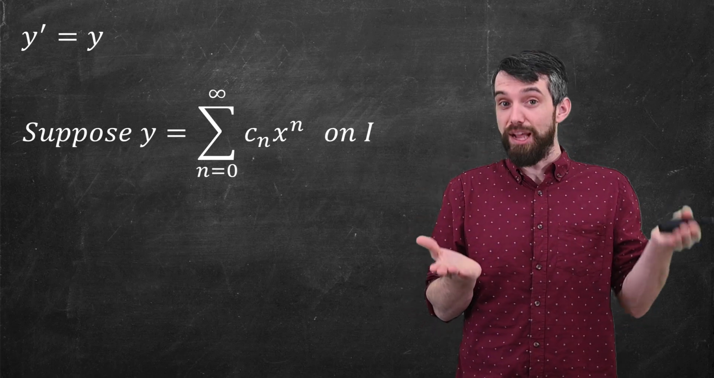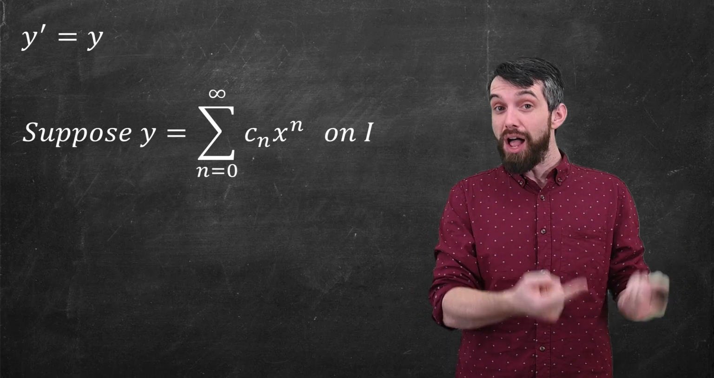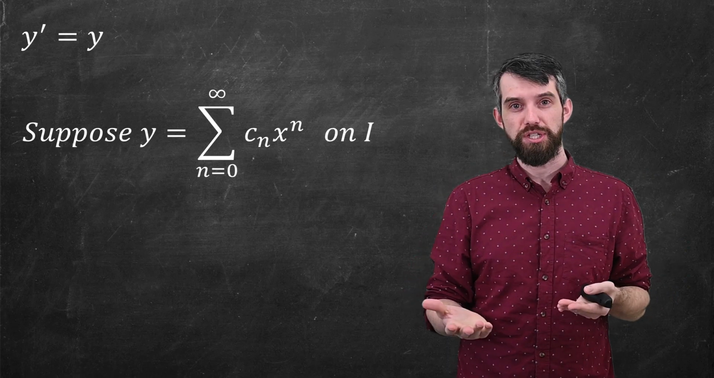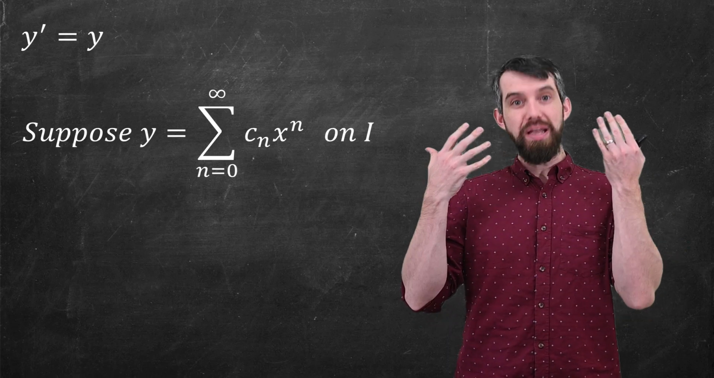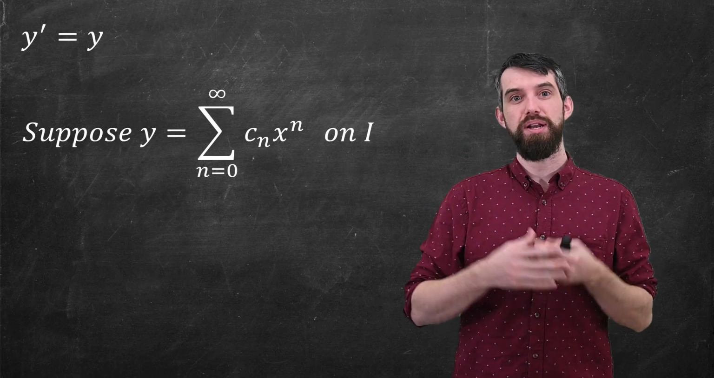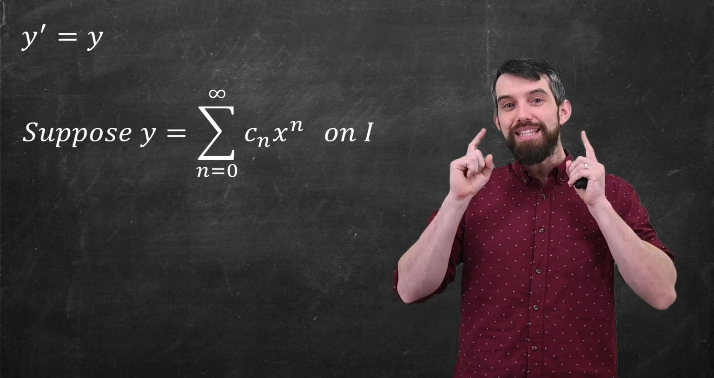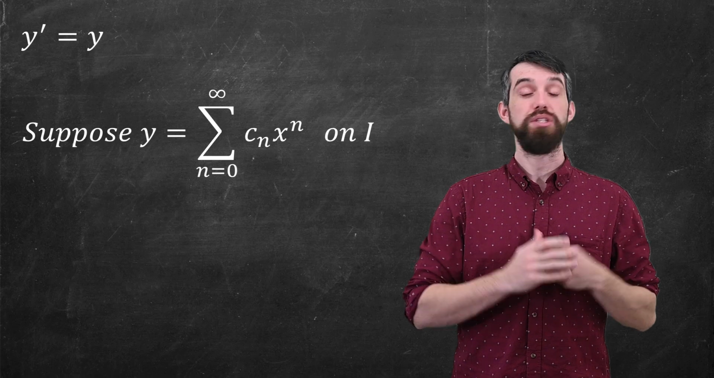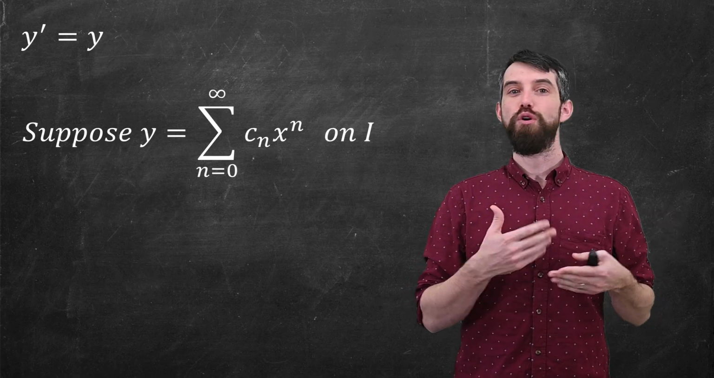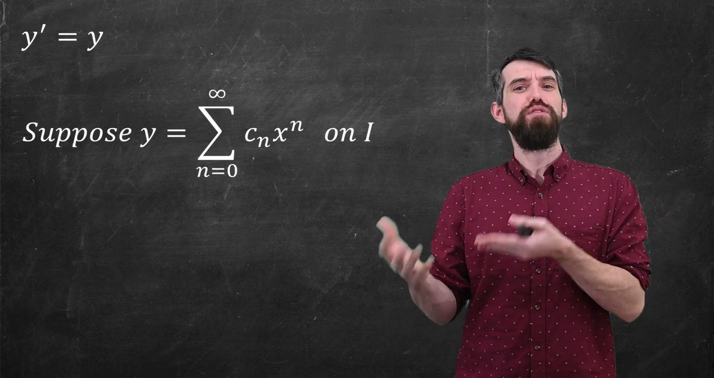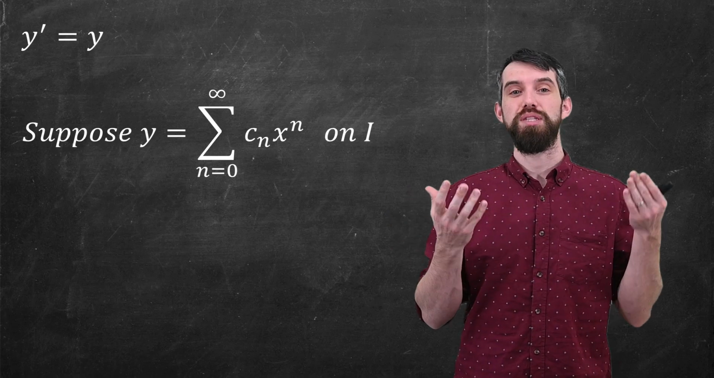You're taking an infinite sum of things. Does that add up to a finite number, or does it diverge? So what I'm going to do right now is make an assumption that I haven't justified, that the solution does have a convergent power series on some interval I. Now, before we jump into solving this differential equation, I want to review just a couple important facts about series.